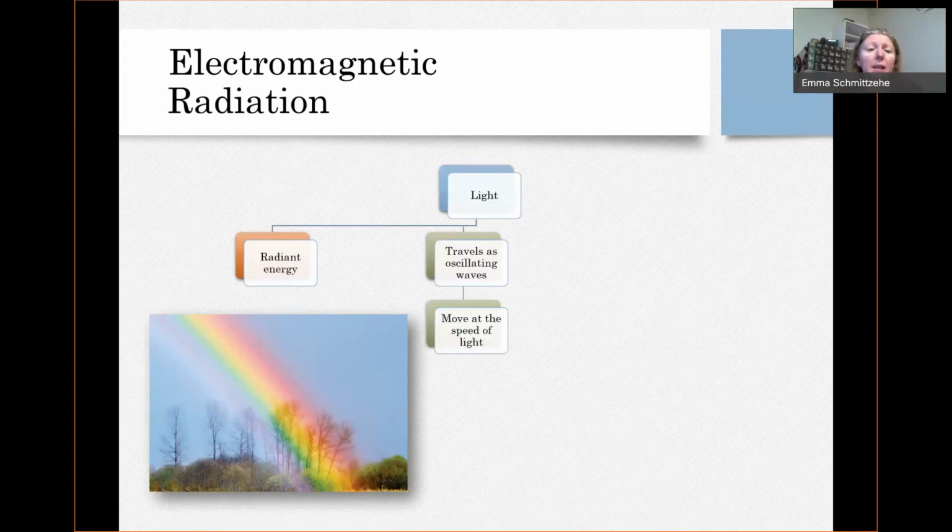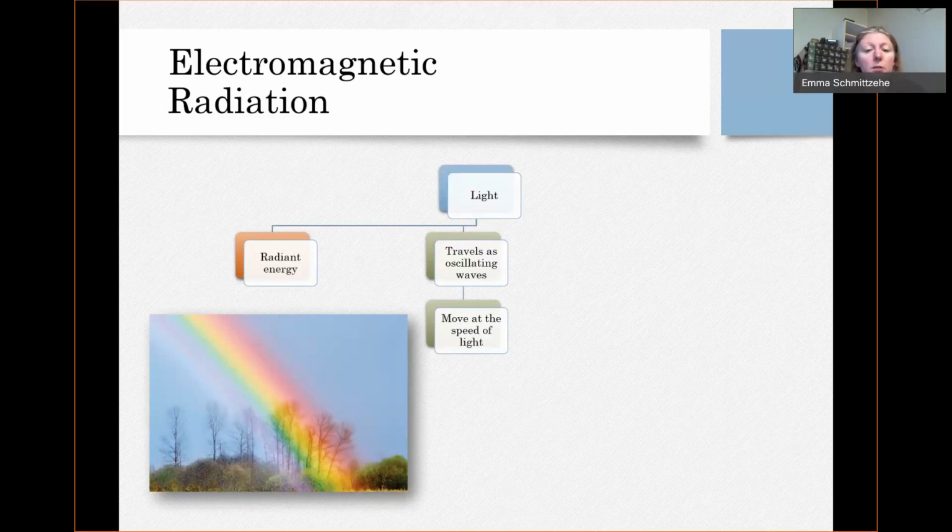It's energy that travels as oscillating waves. Really, it's an electric field and a magnetic field that travel perpendicularly through space, and they move at the speed of light. Now, you don't really have to understand what the heck that means, that it's an electric field and a magnetic field, but that's where that name is coming from.